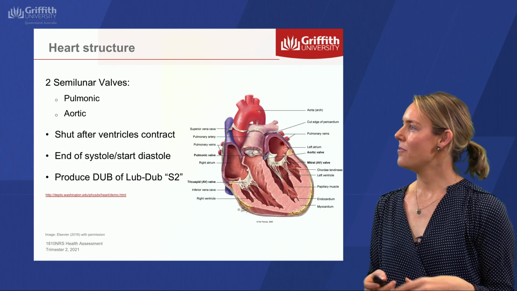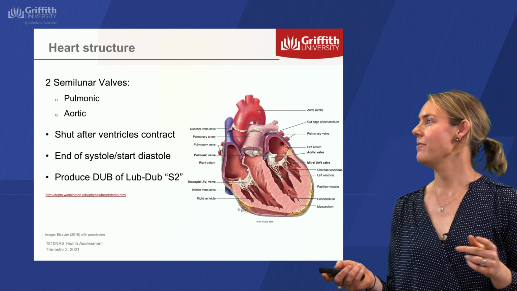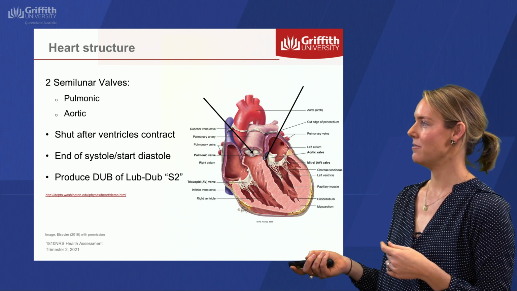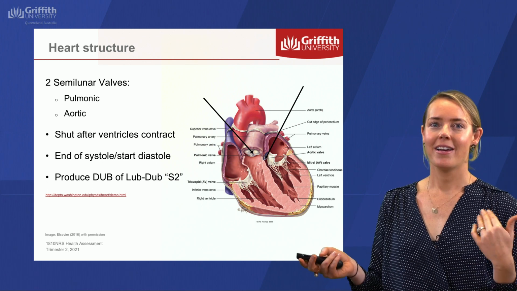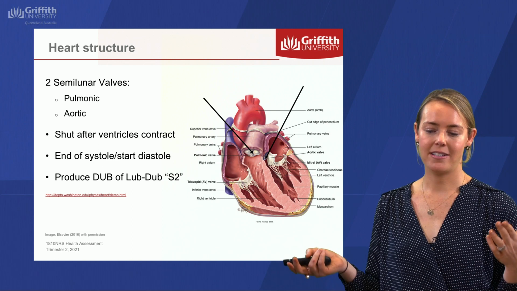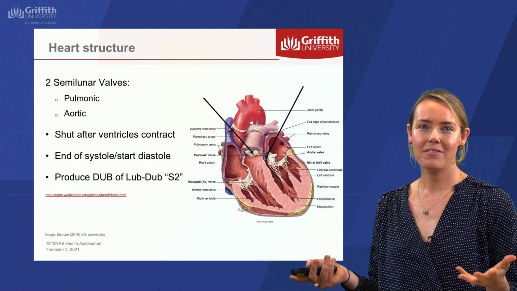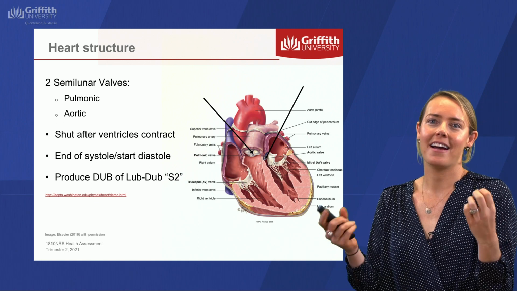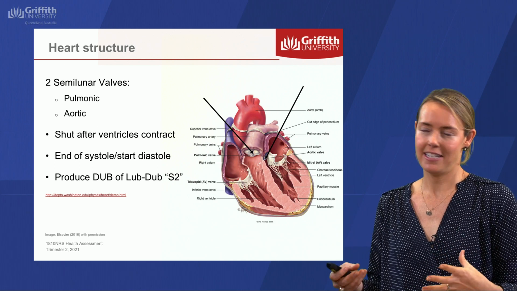So then when we move on to our semilunar valves, we've got two of those, and that refers to our pulmonic valve and our aortic valve, okay? So these valves will close after the ventricles have contracted and emptied, okay? And we refer to this as the end of systole and the start of diastole. So the end of contractions and the start of that ventricle relaxing and filling, okay?